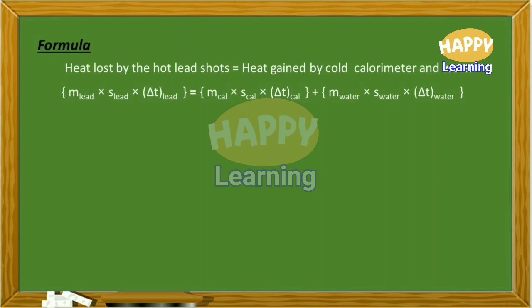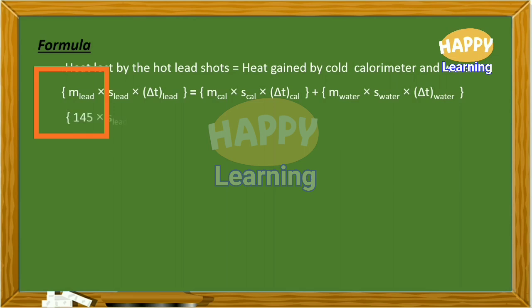And similarly, on the right hand side, heat gained by calorimeter means mass of calorimeter into specific heat of calorimeter material, that is copper, into change in temperature of copper calorimeter. Plus, in addition to the calorimeter, one more thing is there, that is water. So for water, heat gained is given by mass of water into specific heat of water into change in temperature of water.